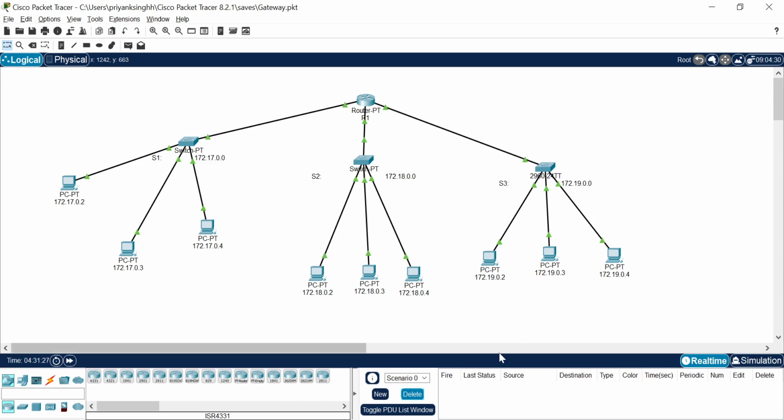Hi guys, in this video I will demonstrate the functioning of a gateway.